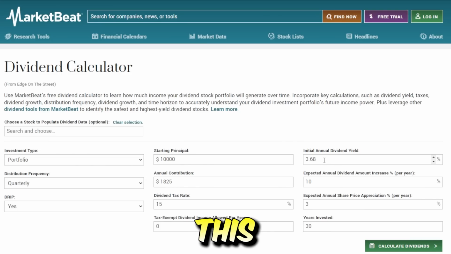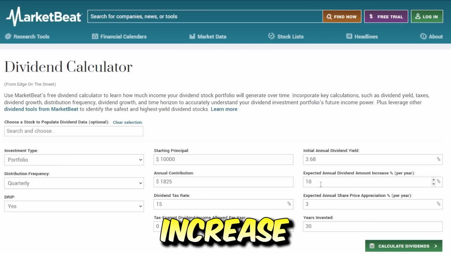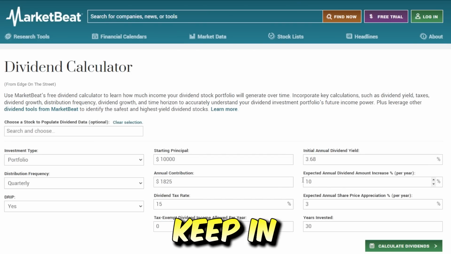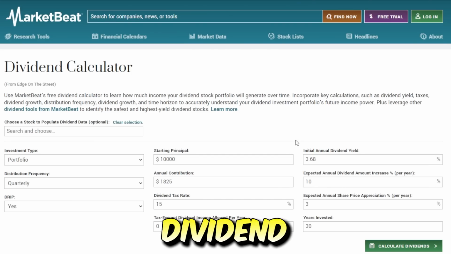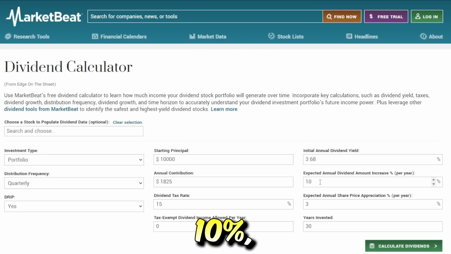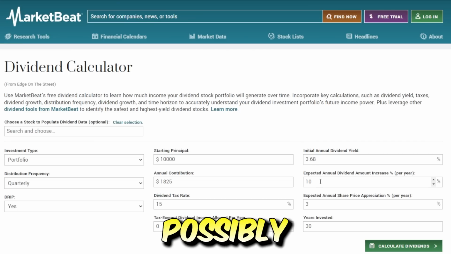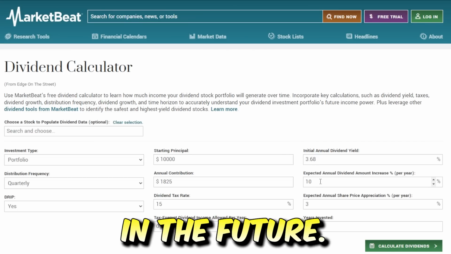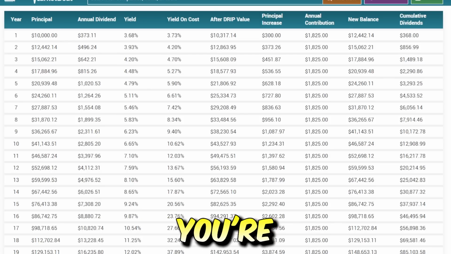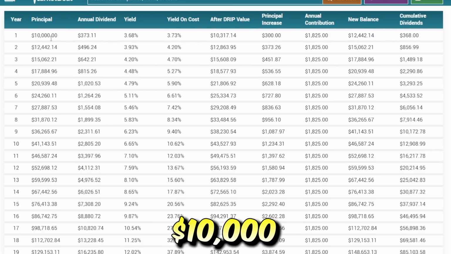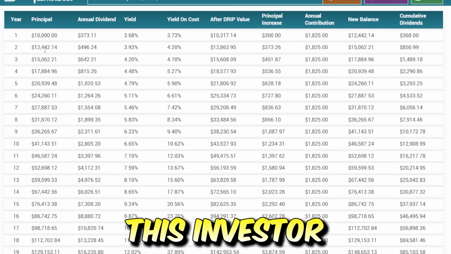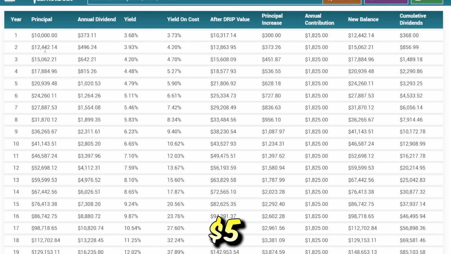Now, with SCHD's initial dividend yield of 3.68% and an annual dividend increase of 10%, which keep in mind, SCHD's 10-year dividend growth rate is even higher, but we're going with 10%, which of course can possibly be lower or higher in the future. This is all just an estimation. So year number one, this investor would have $373 worth of annual dividends in a $10,000 portfolio of SCHD.